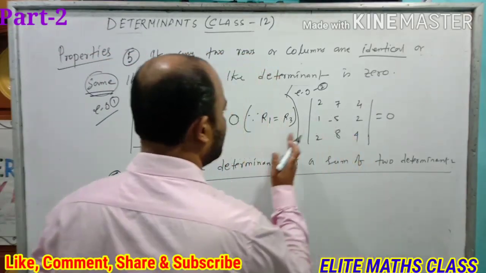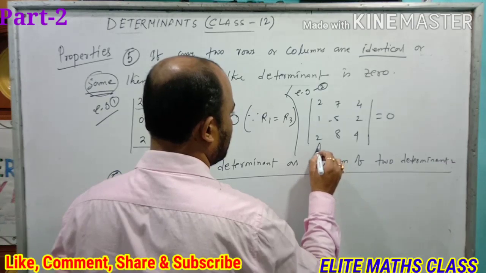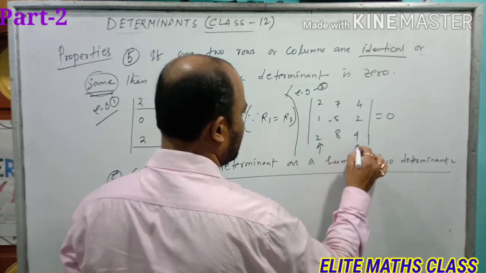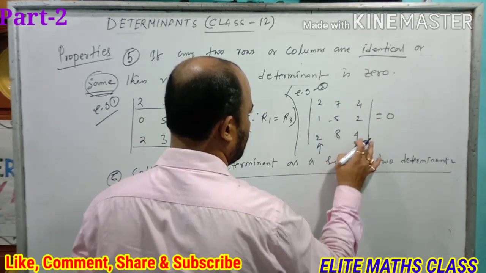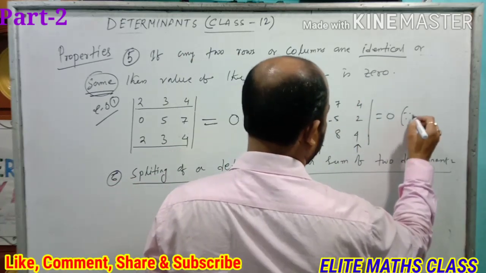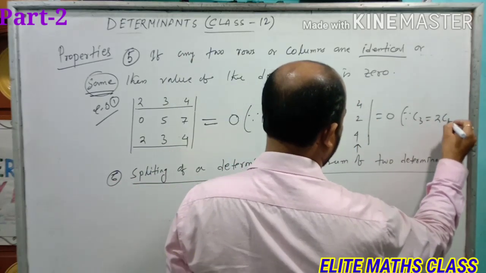Reason is what? Here two columns are identical. See the first column, the elements are 2, 1, 2. In the third column the elements are 4, 2, 4. That is, reason is what? C3 is 2 times multiple of C1.